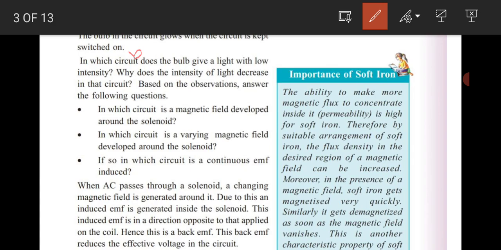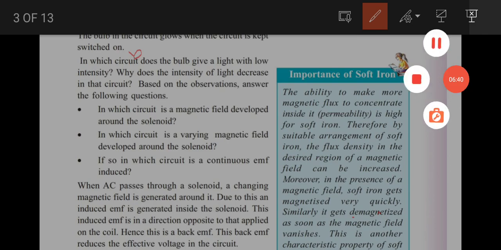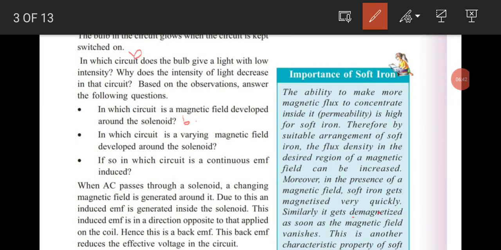In which circuit is a magnetic field developed around the solenoid? Yes, in both. There will be a magnetic field, because there a solenoid is inserted with a soft iron core and the current passes through the solenoid. That is the reason the circuit is surrounded by a magnetic field.